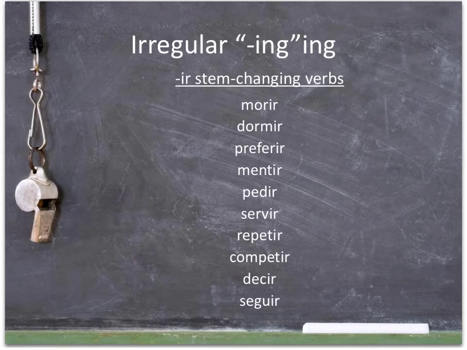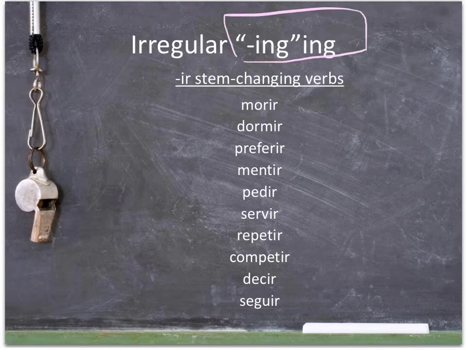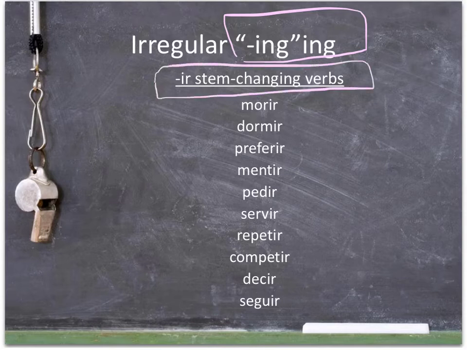And the final irregularity that we need to talk about concerning adding ing or using the gerund / present progressive in Spanish is with IR stem changing verbs. Okay, so the IR stem changing verbs are verbs that stem change and they end in IR. So here's a list of the examples that you have learned so far in Spanish 1. So all of these verbs stem change. Morir is to die, and morir is an O to UE verb that ends in IR. Dormir is to sleep, and dormir is an O to UE verb as well.